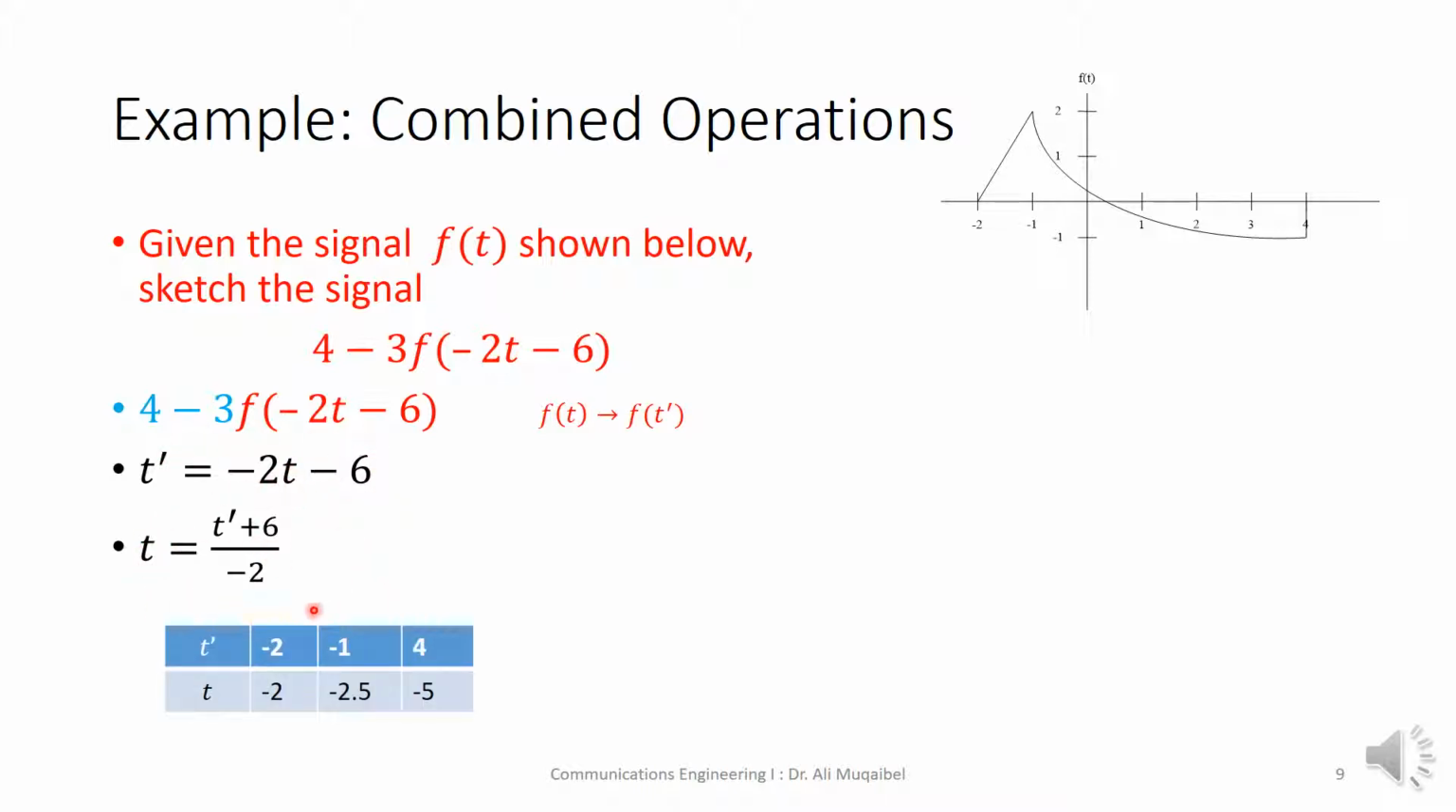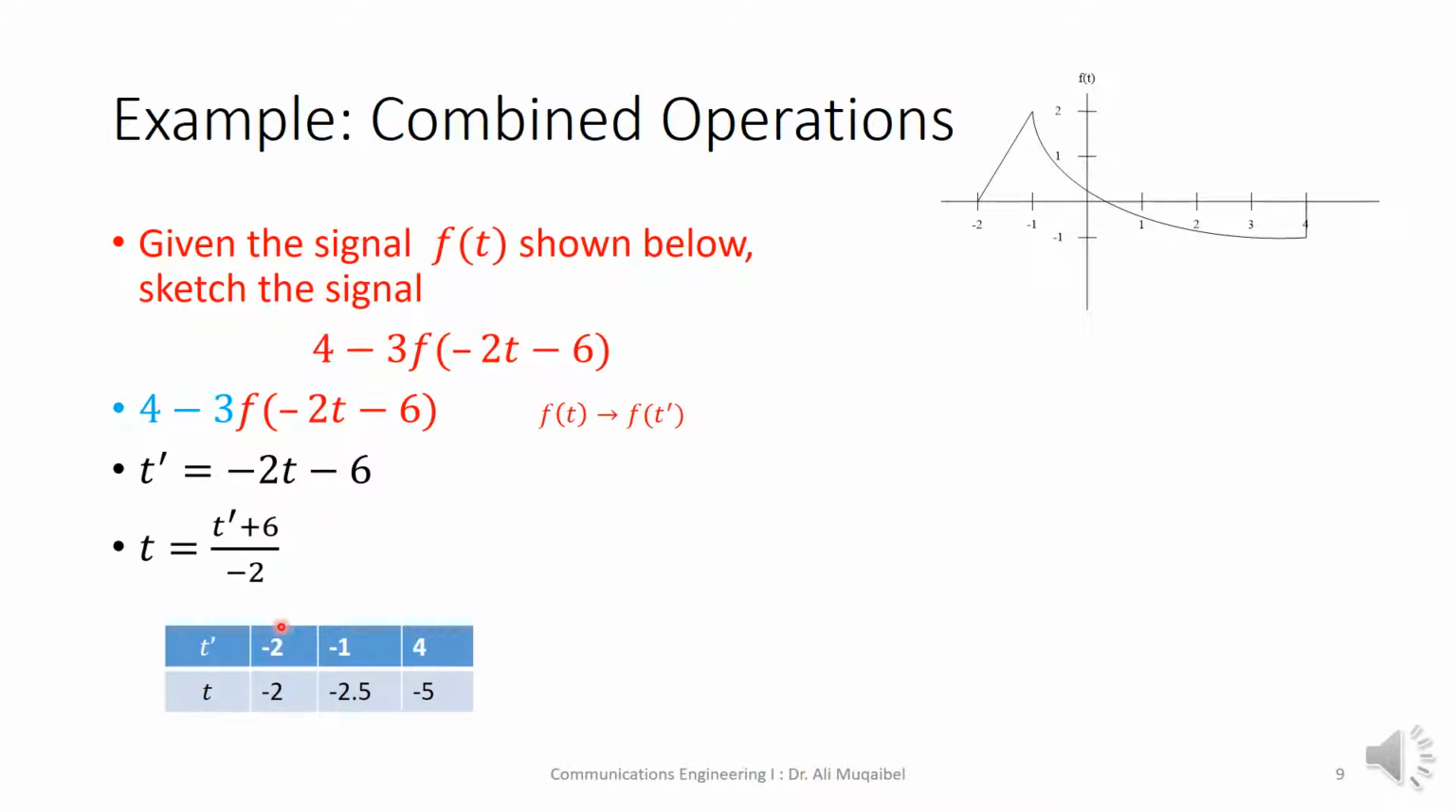We can tabulate this into a small table. So we're trying to map what would be the new t given t prime values. So I'll pick the important values. We have important values at minus 2, minus 1, and plus 4. You can pick more values. So I want to know where these are going to be mapped. So I filled in my t prime: minus 2, minus 1, plus 4. Now I will substitute in this equation. So minus 2 plus 6 is 4, plus 4... divided by minus 2, it's minus 2.